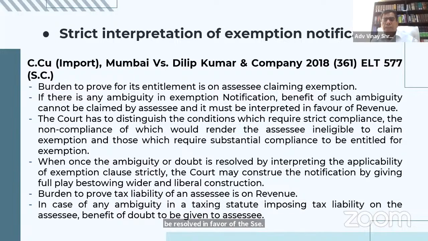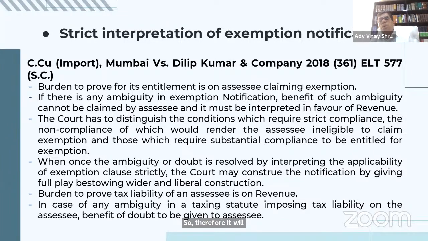Now, what is the reasoning for that? The Honorable Supreme Court said that the reason why it should be interpreted in favor of the revenue is that any exemption increases the burden of tax liability on those who are liable to pay tax. So it overall increases the burden on the society. So therefore, it will be resolved in favor of the revenue.